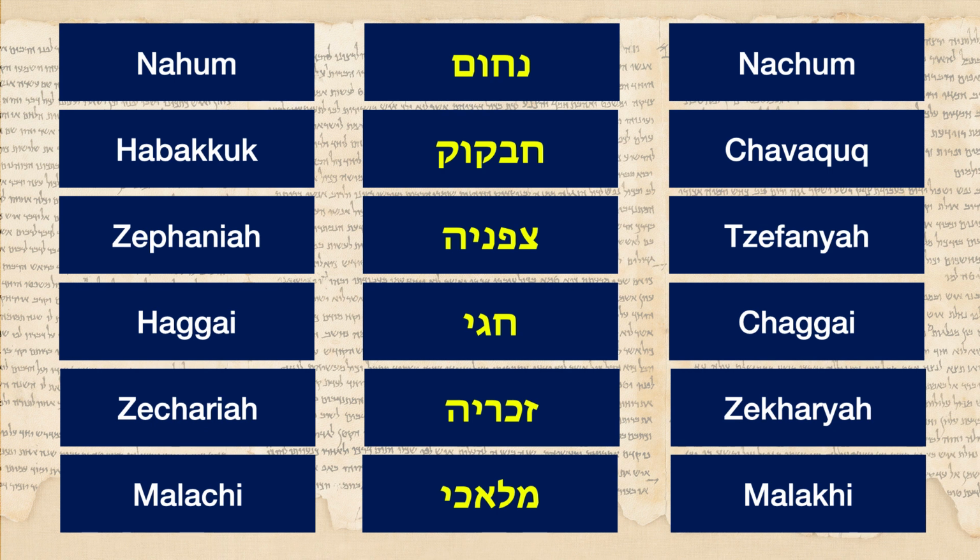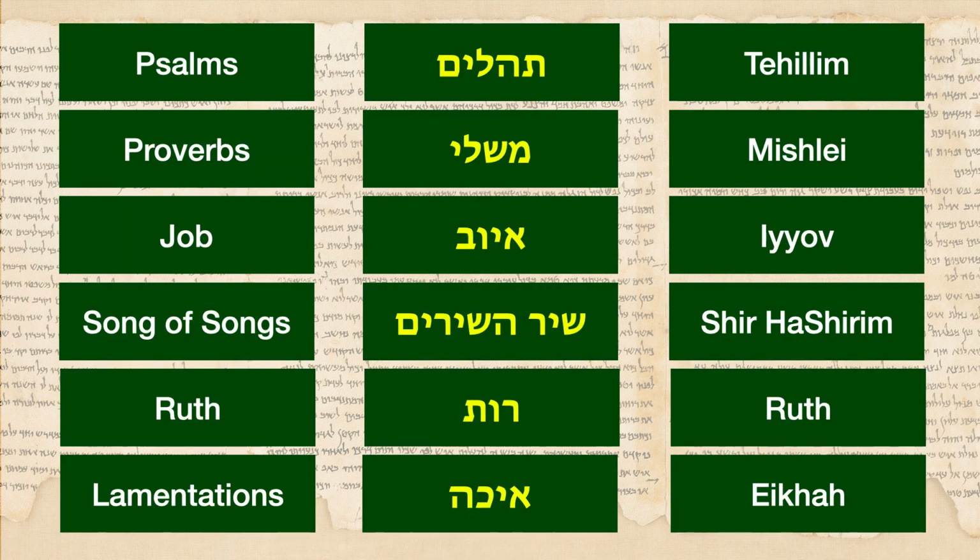These are the prophets. And then we go to the writings. Psalms is the first book, as we have observed in the previous video, of the writings, or the Ketuvim. Tehillim, Psalms is Tehillim. Proverbs is Mishle. Job is Yov.